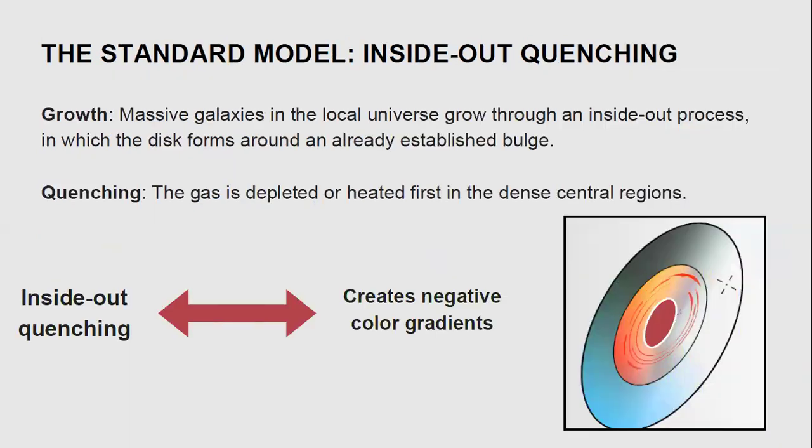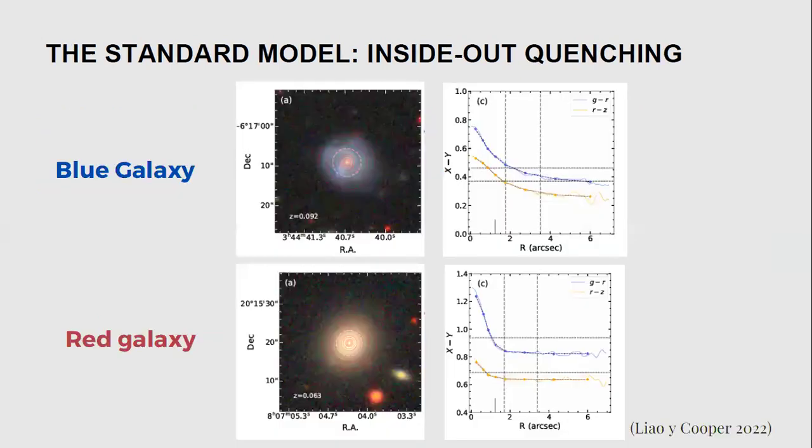And this creates a standard model of the evolution of the galaxy. We expect that the galaxy first creates the bulge and then the outskirts, which creates inside-out quenching. So we expect that the red colors are in the center and then the blue ones in the outskirts. We expect the quenching to follow this process. And inside-out quenching creates negative color gradients if we study the galaxy radially. We expect negative color gradients.